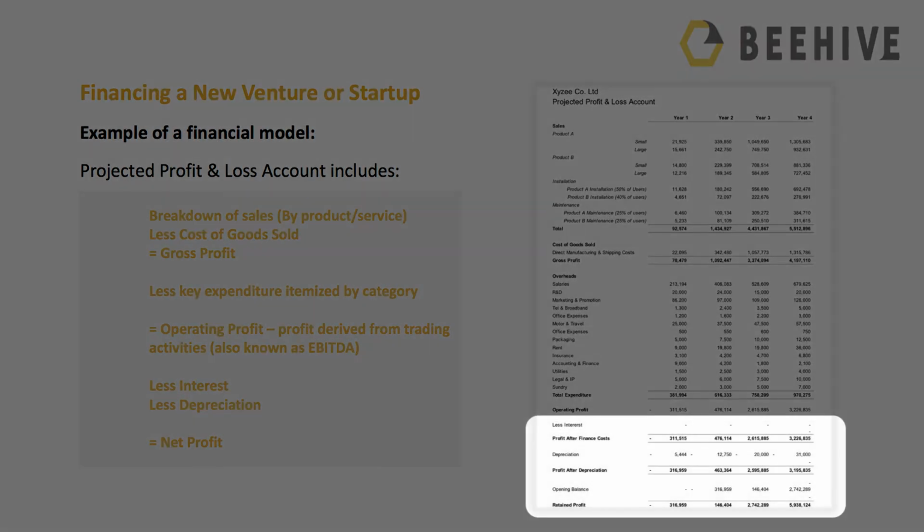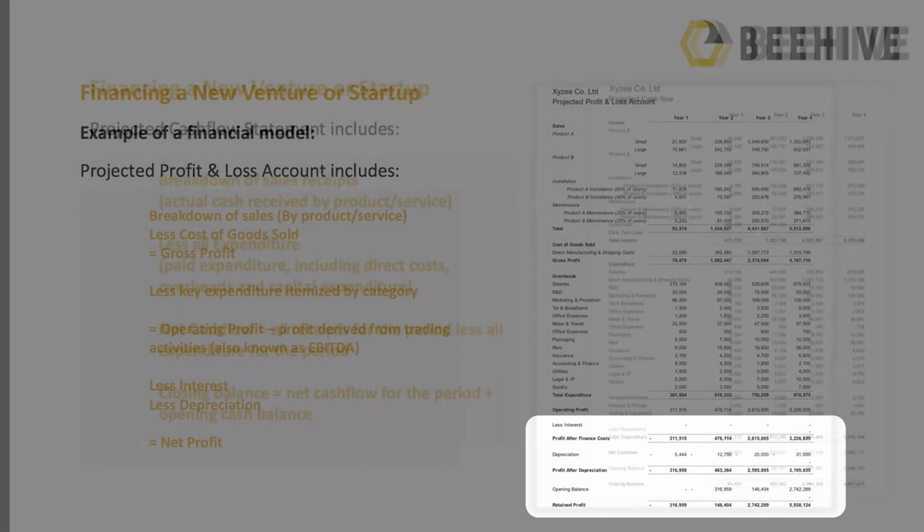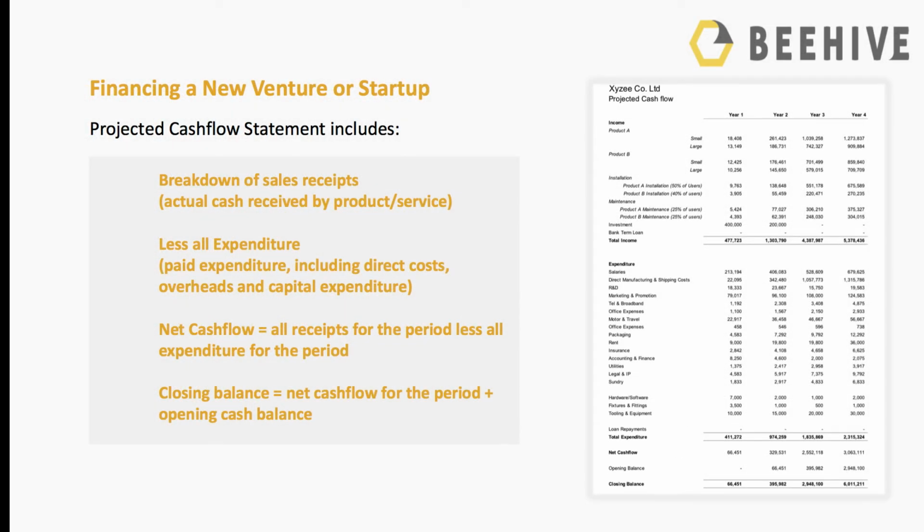When interest payments, depreciation, and tax are deducted from the operating profit, you then end up with the net profit for the period. The cash flow differs from the profit and loss account in that it shows the actual cash receipts and cash expenditure in a given period.